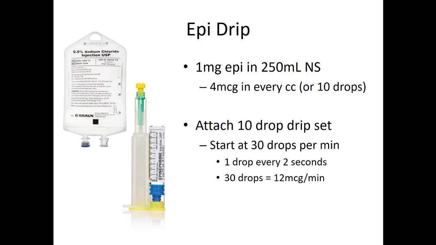And so that's going to mean that if you're doing 30 drops, it's going to be about 12 micrograms a minute. And if you need to review that math, it was good for me to review when I was putting this slide together. I think it's always a good thing to go over because these epi drips can be helpful on our post-ROSC patients and they're also helpful on our bradycardic patients.